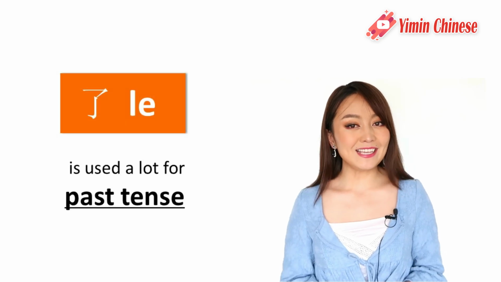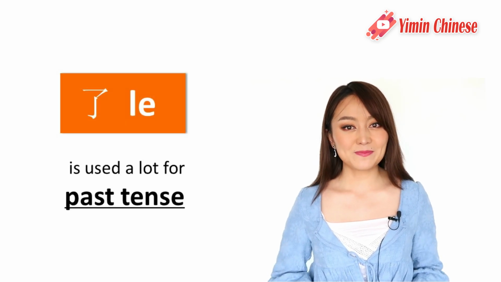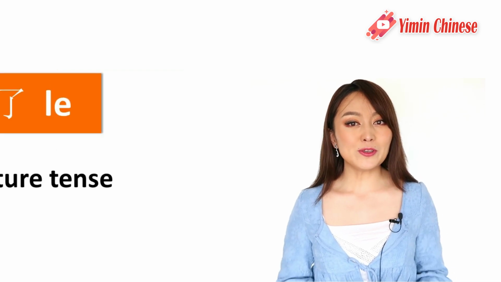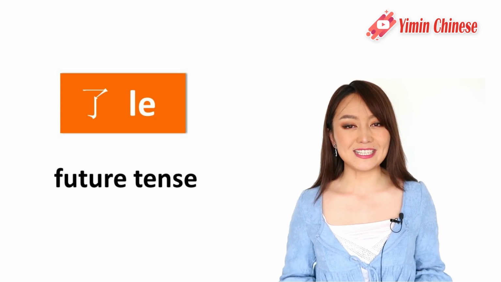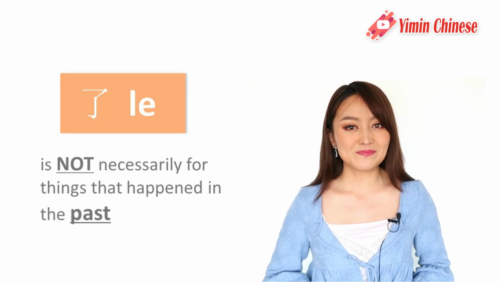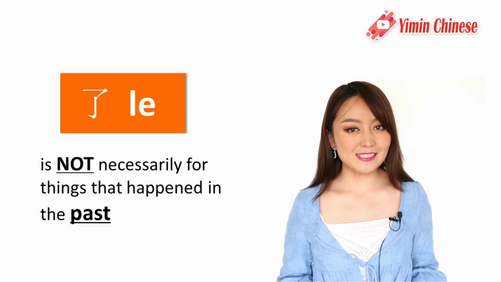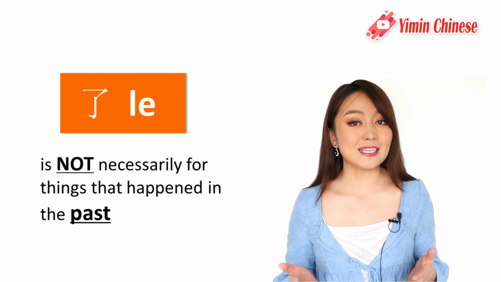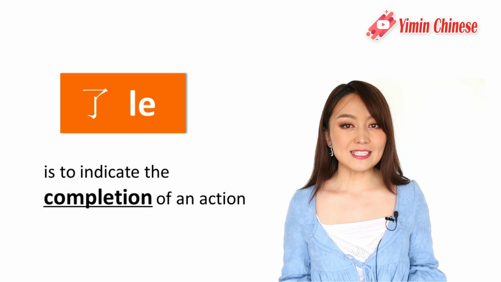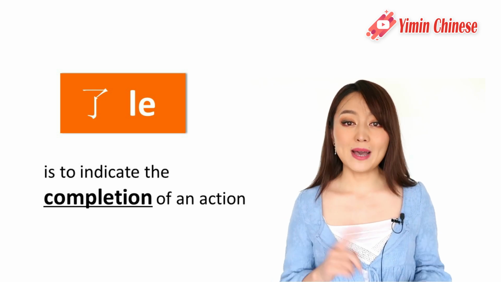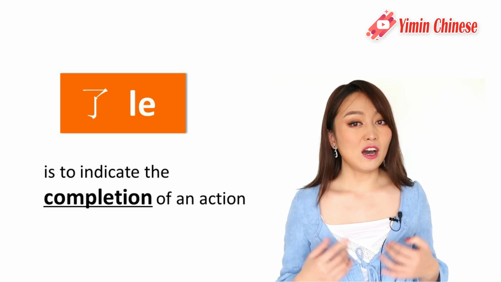You know that 了 (le) is used a lot for past tense, but it's not the only way to use it. Today, I'm going to show you how to use 了 for future tense with example conversations. So you will see that 了 itself is not necessarily for something that happened in the past. Instead, the point of 了 is to indicate a completion of an action. So it could be for past tense, for future tense, or hypothetical sentences.